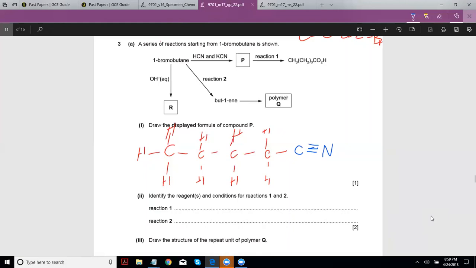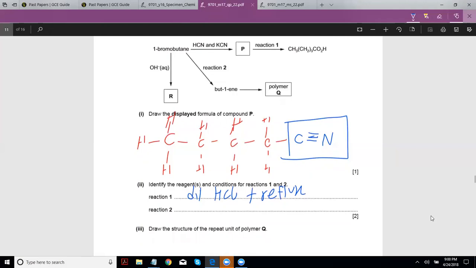So reaction 1 में क्या हो रहा है? Basically, you can either call this oxidation, or you can call this acidic hydrolysis, where your nitrile, if you add dilute HCl here and you reflux this, it oxidizes or hydrolyzes to a carboxylic acid. But I think the preferred term for this is acidic hydrolysis.